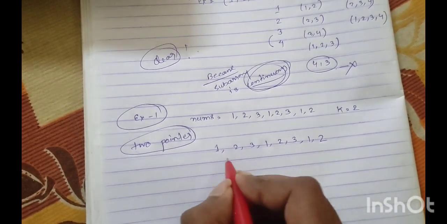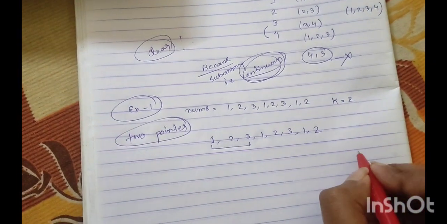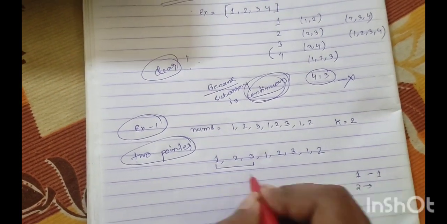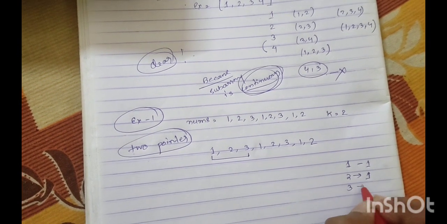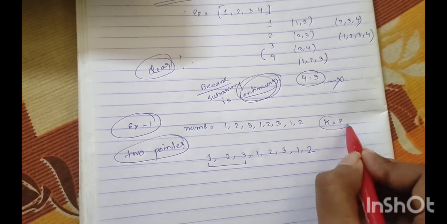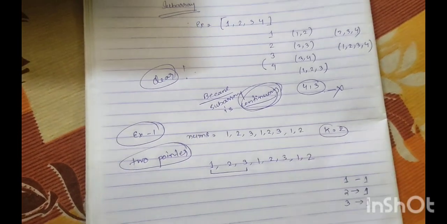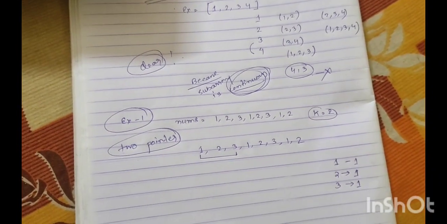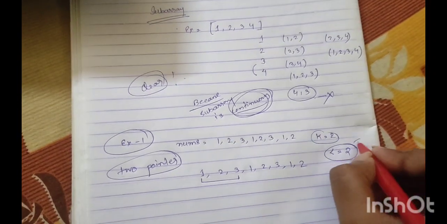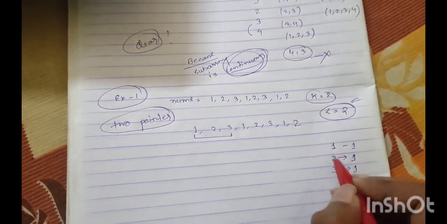Let's check the subarrays. First we check 1 2 3. You check 1 is coming how many times? 1 time. 2 is coming 1 time, and 3 is coming 1 time. You know that k is equal to 2, and the array is called good if the frequency of each element in the array is less than or equal to 2. This is the condition. Write the condition.